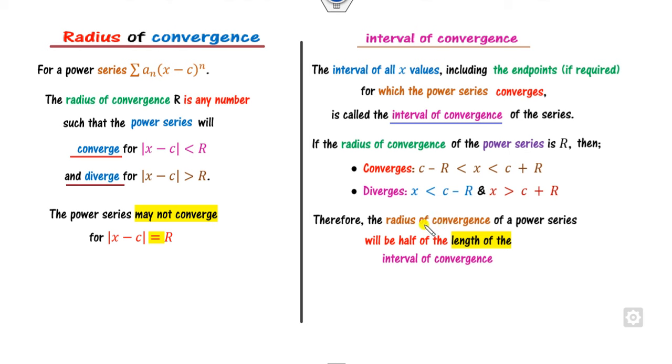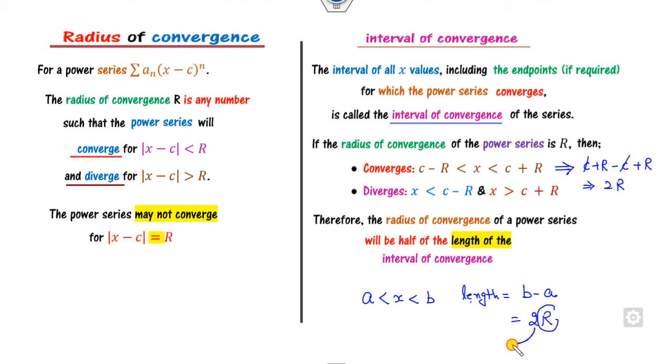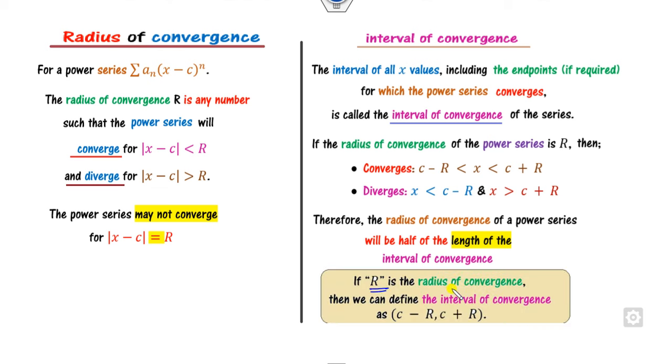The second definition is that the radius of convergence is nothing but half the length of the interval. All of you know that if your interval is from a to b, then the length is b minus a. So in this case, what is the length? c plus r minus c minus r, so you can see it is 2r. So the length is 2r. So what is the value of r? r is half of the length of the interval of convergence. That is, if r is the radius of convergence, then the interval of convergence is c minus r to c plus r, where c is the center of the power series.